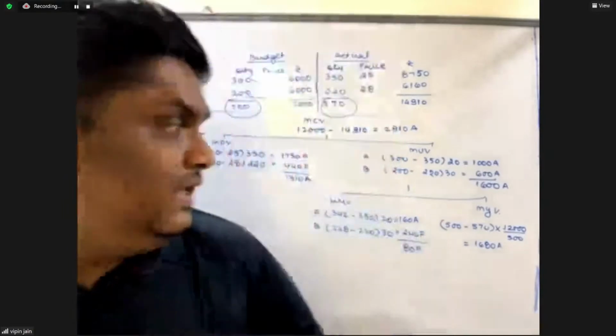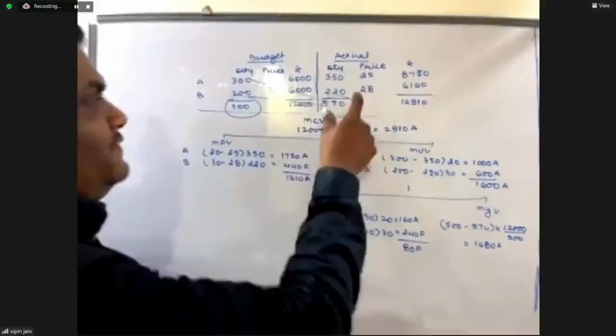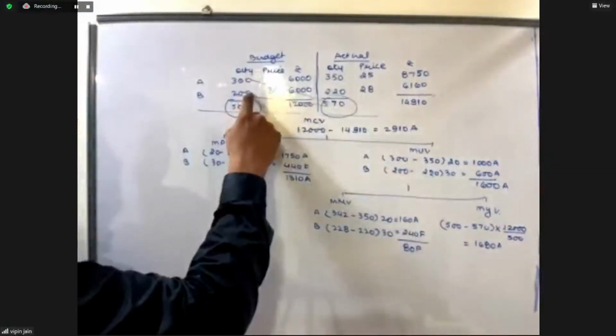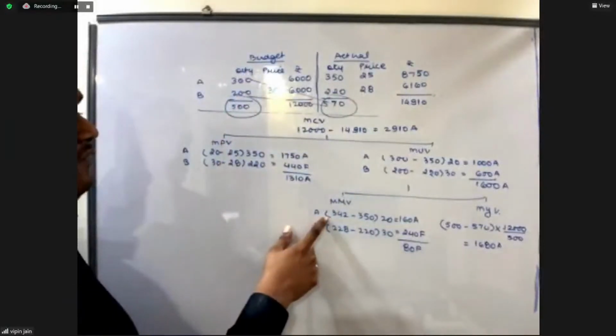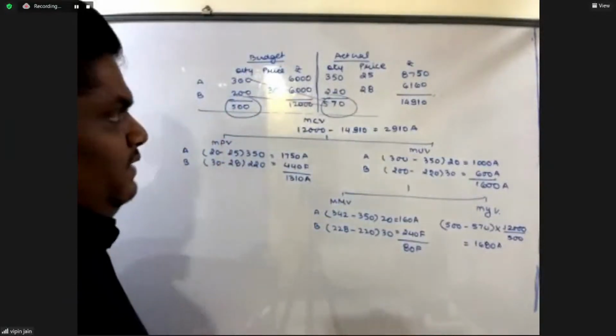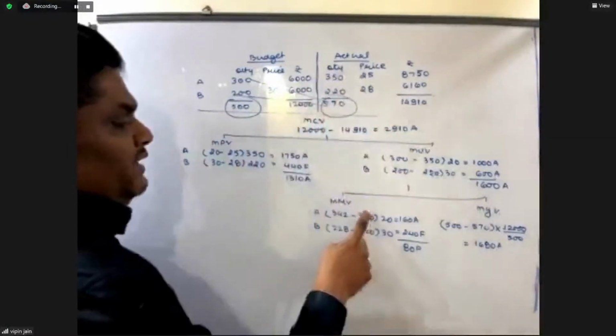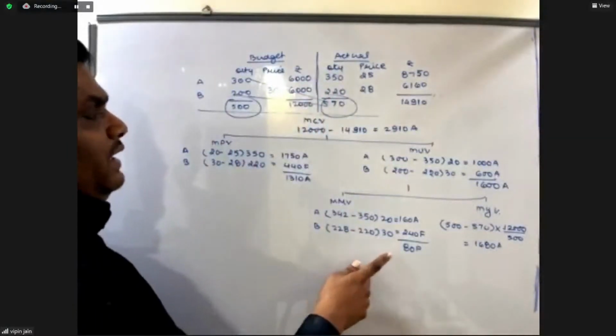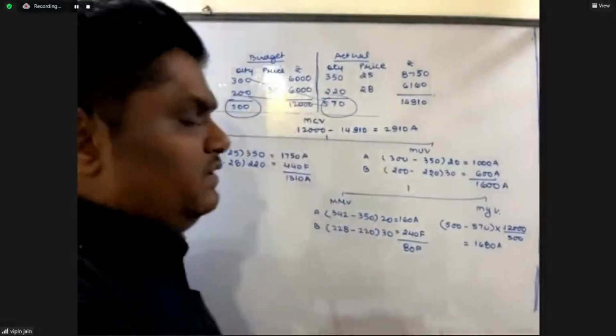So when talking about material mix variance, 570 should be in the ratio of 30 is to 20. So it is 342 is to 228 minus the actual quantity, that is 350 and 220, into the standard price, that is 20 and 30.